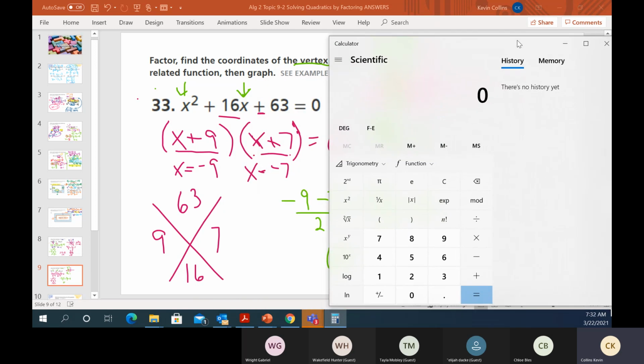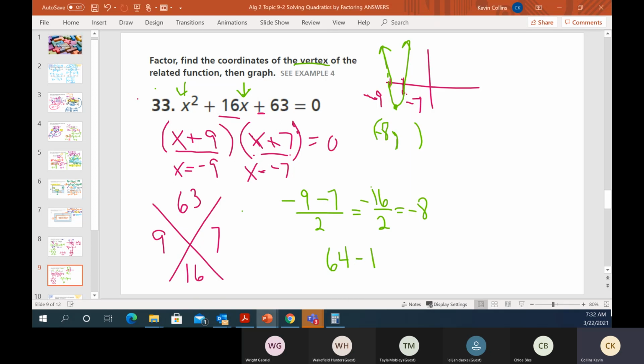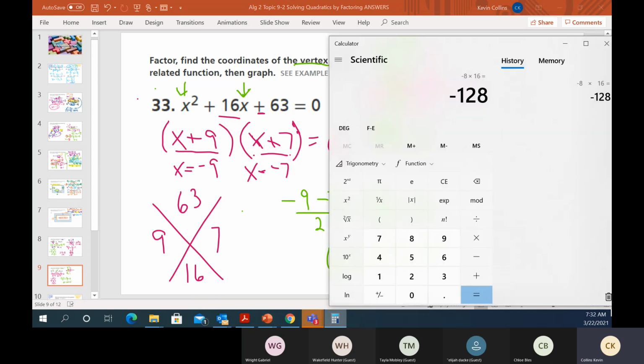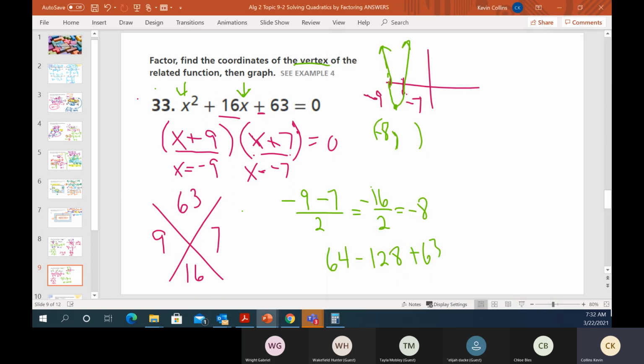So then we said the second guy here is going to be -8 times 16. So that's -128. So it's 64 minus 128, and then plus 63. That sounds like calculator city again. So we got the -128, plus 64, plus 63. That's just -1. So these guys all add up to -1, which means this guy here is -1.